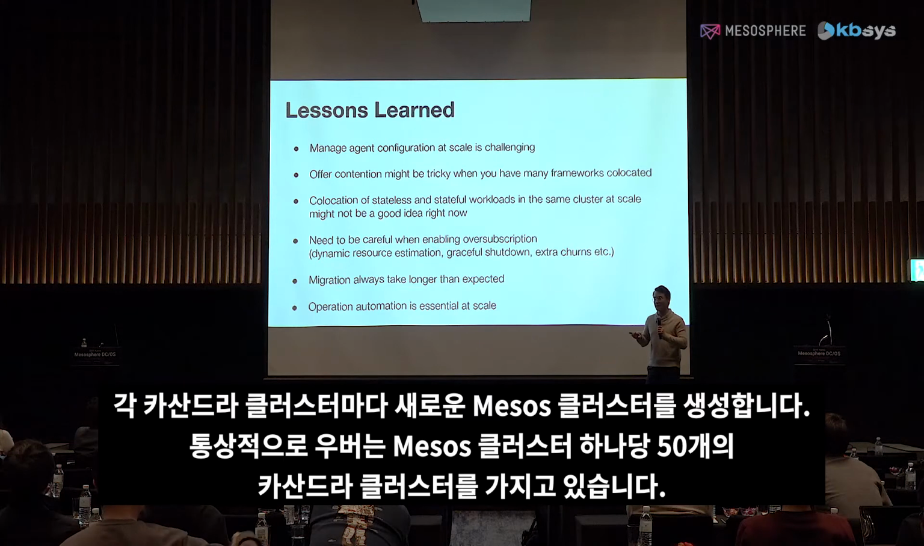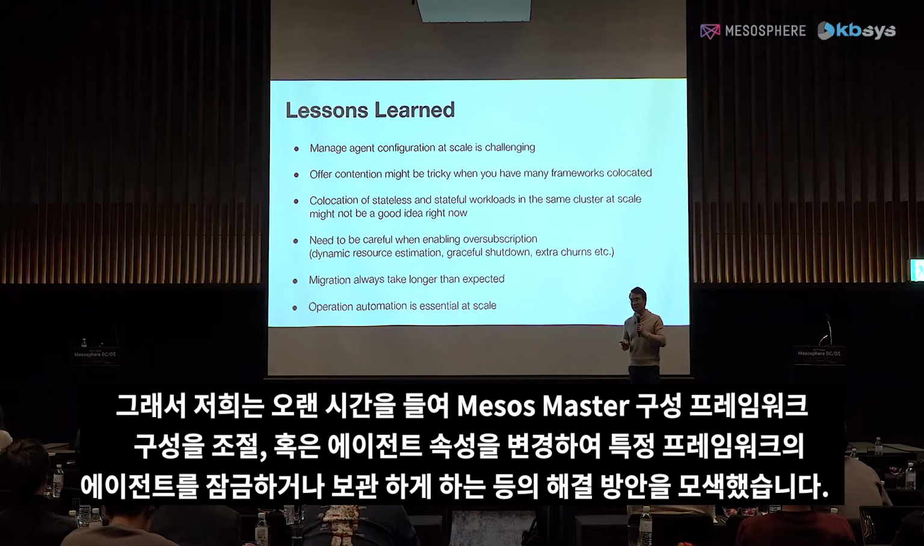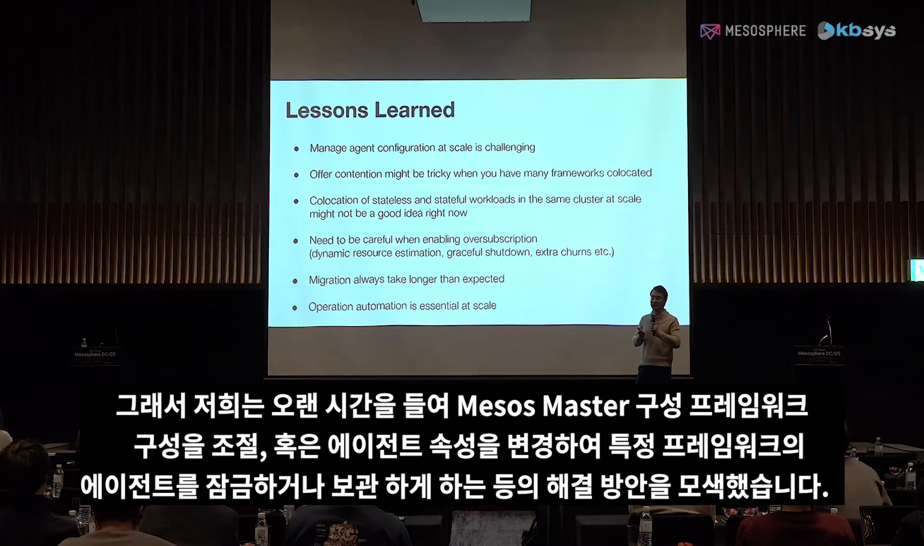Essentially, on a common basis, Uber usually has more than 50 Cassandra clusters per Mesos cluster, which means you're going to have more than 50 Mesos frameworks running on top of the same Mesos master quorum. So the offer contention might be very tricky when you have so many frameworks co-located together. It took us quite a while to figure out a reasonable solution, including tuning different Mesos master configurations, framework configurations, as well as changing the attributes on the agent side, trying to lock and reserve certain agents' offers for a specific framework.